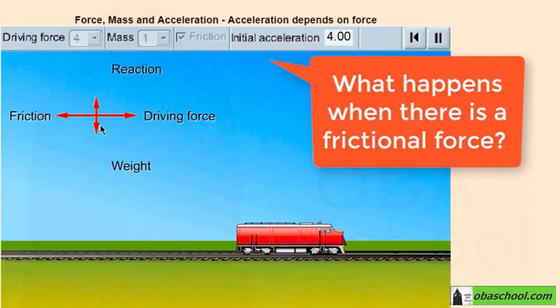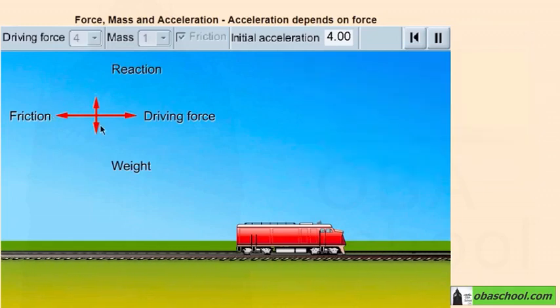So, what happens when there is a frictional force? So, as we noticed, the train reached a high speed when the frictional forces balanced the driving force.